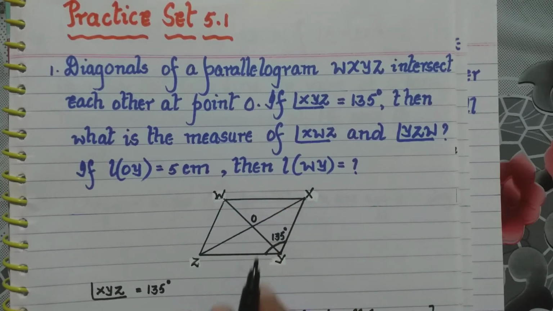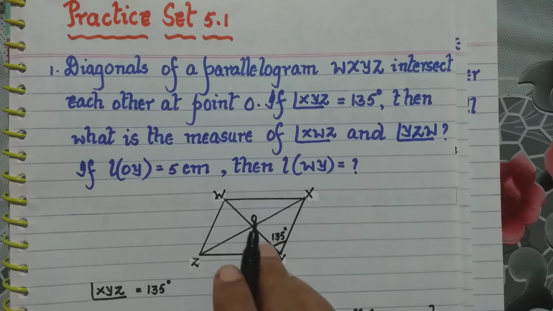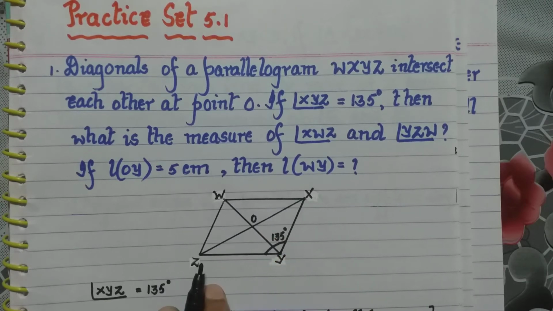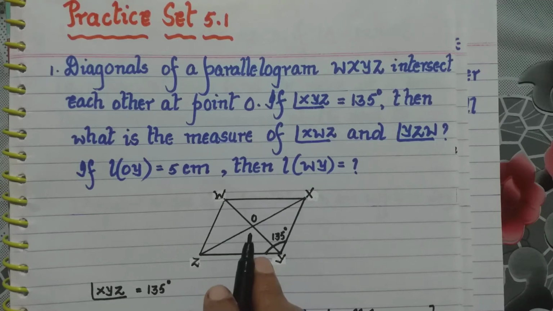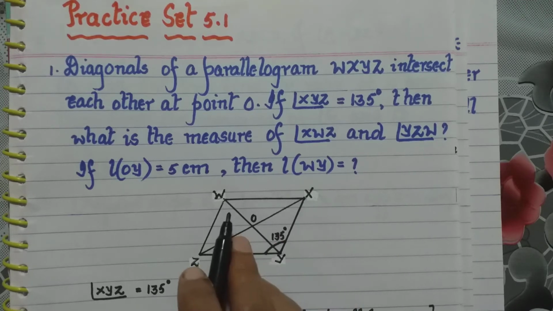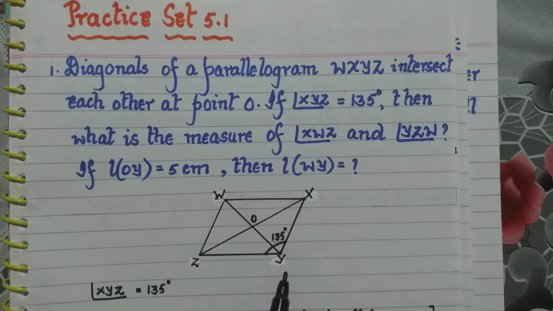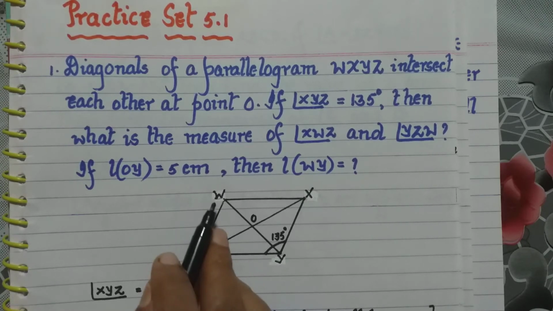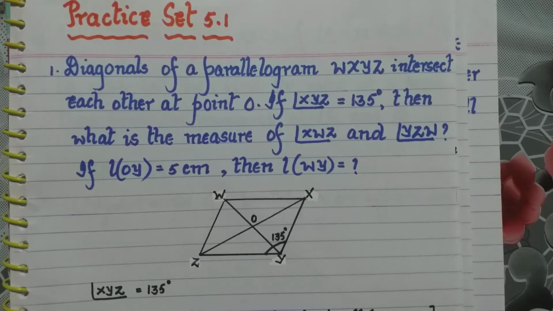We draw the parallelogram first. We have here parallelogram WXYZ. They said that the diagonals intersect each other, that is, they meet each other at the point O. They said angle XYZ is 135 degrees. So we have to find the measure of angle XWZ and angle YZW. Also, they have given the length of OY. We have to find the length of WY.